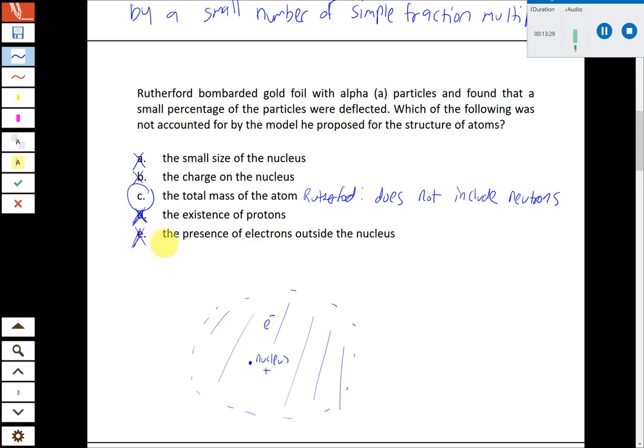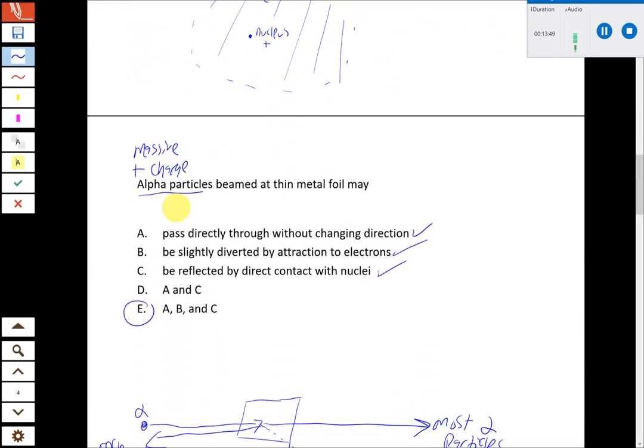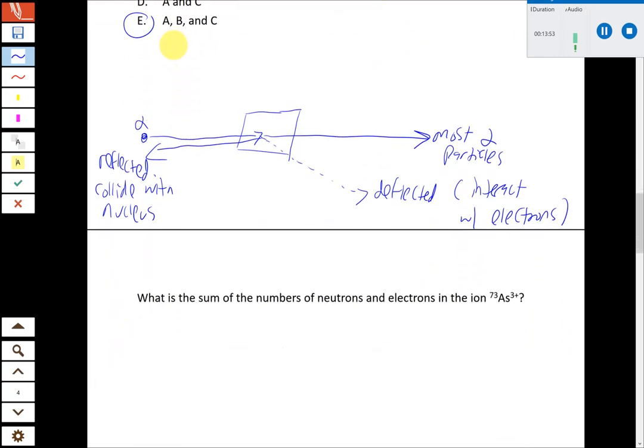So basically the Rutherford experiment led to this nuclear model of the atom, where you have a very small, very dense nucleus surrounded by electrons, but it did not account for the presence of neutrons, which would also contribute to the total mass of that atom, especially in the nucleus. All right, so that takes us through those couple of problems on subatomic particles in the Rutherford experiment. Those seem to be the only ones that we had a little bit of trouble with respect to subatomic particles.